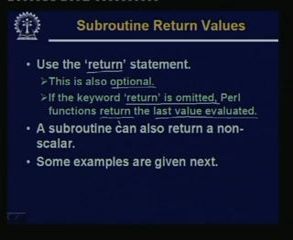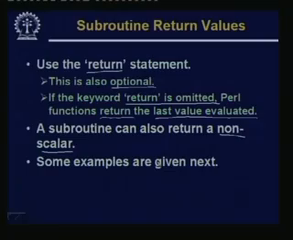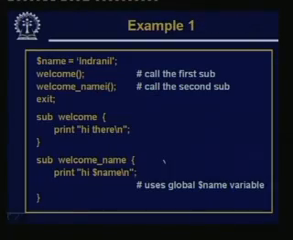So, the subroutine will be returning the last value that was evaluated. Now, unlike other languages, a subroutine can return a non-scalar also. Like it can return in general an array, it can return a list, which normally other languages do not support. In C, you can return a pointer, but you cannot return a whole list. Okay. Some examples we shall see.